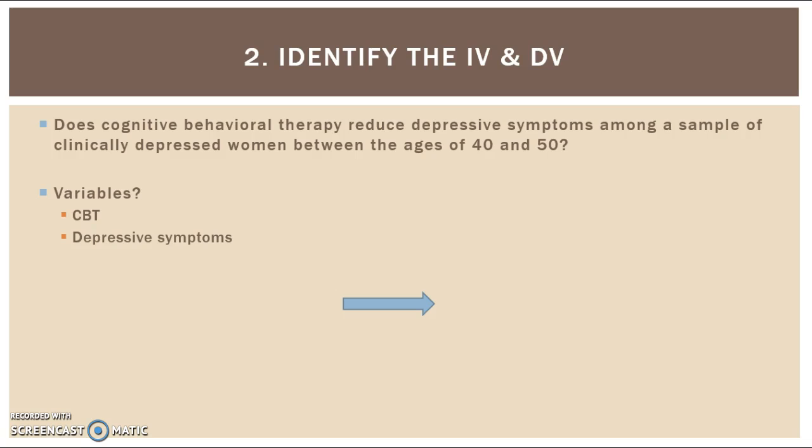The next thing we need to ask ourselves is, how do these variables relate to one another? Which variable is influencing the other? Again, we are looking at, does CBT have an impact on depressive symptoms? If we put that in here with the arrow, we're looking at CBT and its influence on depressive symptoms. So in this case, depressive symptoms are being influenced by cognitive behavioral therapy. For that reason, cognitive behavioral therapy is our independent variable and depressive symptoms are our dependent variable. We're looking at the influence of CBT on depressive symptoms.